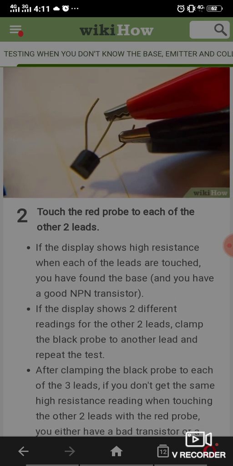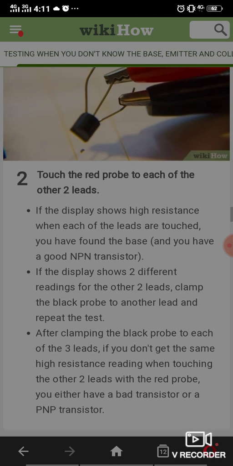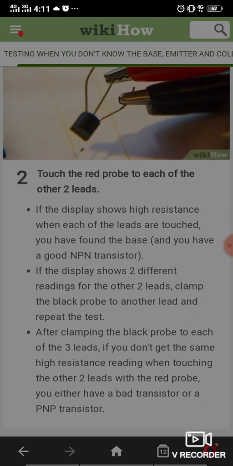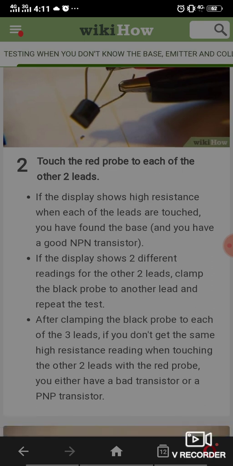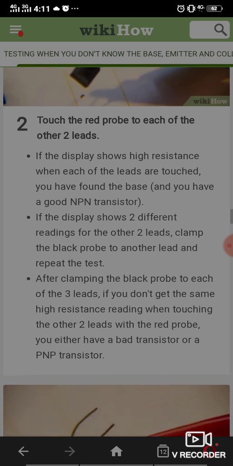If the display shows two different readings for the other two leads, clamp the black probe to another lead and repeat the test after clamping the black probe to each of the leads. If you don't get the same high resistance reading when touching the other two leads with the red probe, you either have a bad transistor or a PNP transistor.